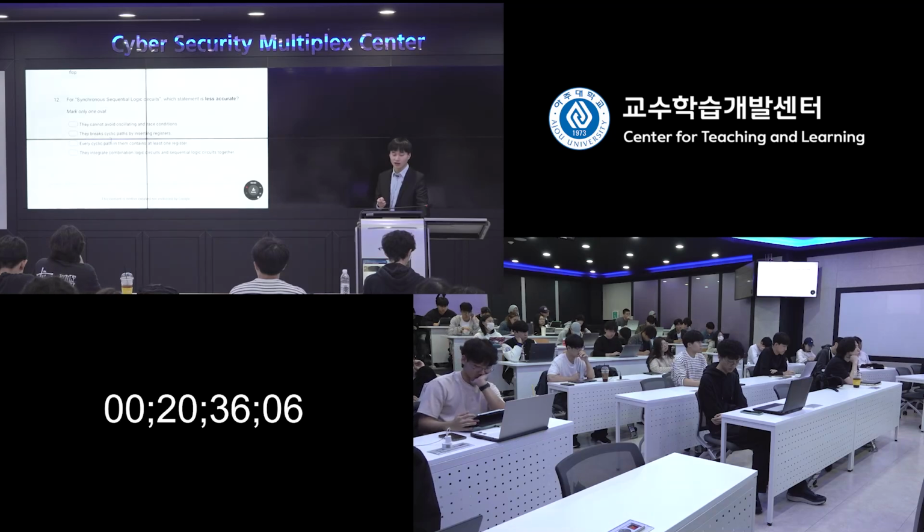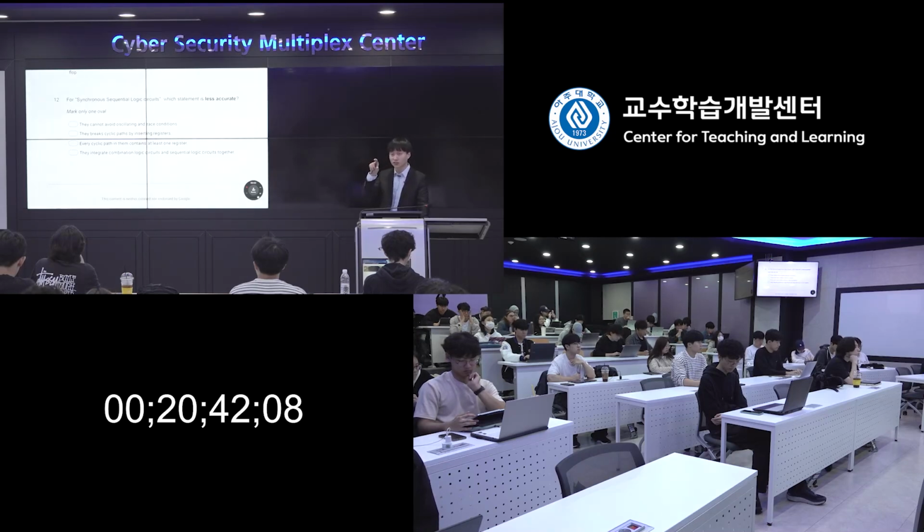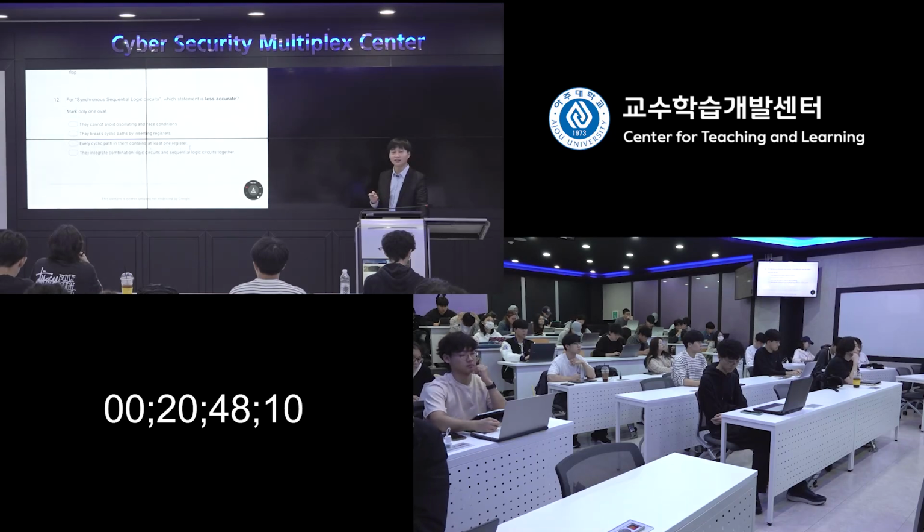They break the cyclic path by inserting registers. So you remember, if there's a cyclic path, we put registers to synchronize it. Every cyclic path in them contains at least one register, so there's at least one to synchronize the signal. They integrate combinational logic and the sequential logic circuit together. This is the purpose. Okay?